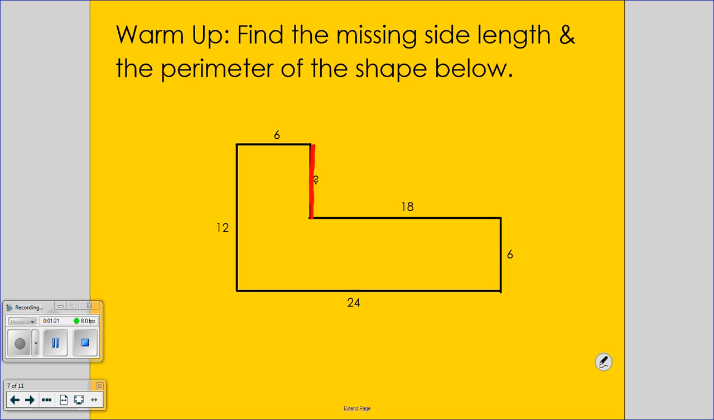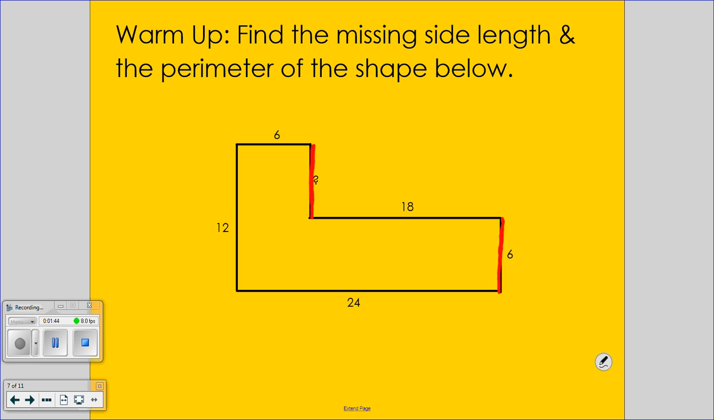Now what do I look for? Parker, what do I look for now? Parallel sides. What might be a side that's going to be parallel to my question mark? 6. Which one? I have two 6s. The 6 on the side. If I kept going forever and ever and ever, would it ever touch my question mark line? No. No, that is a parallel side.